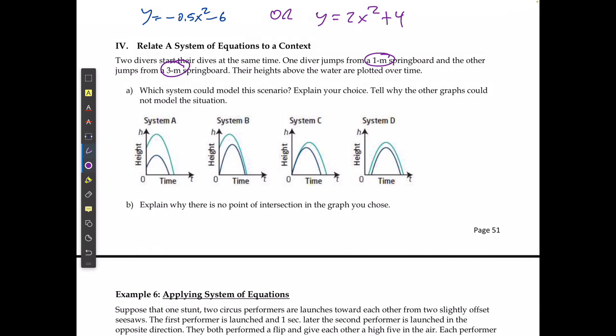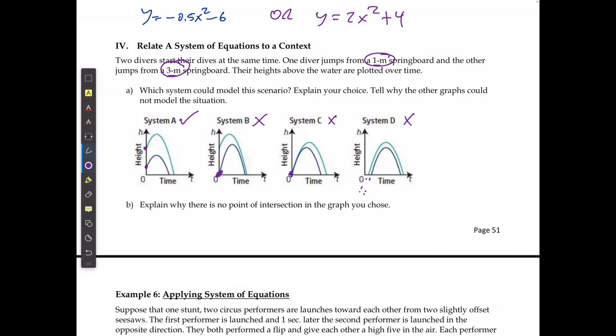Well, I'm going to start by saying which ones couldn't. In this case, system B can't. I know that because it has one of them starting at a height of 0, but it says that the heights are 1 and 3. Well, system C also can't because they're both starting at 0. And system D can't because they're starting somehow underneath the water. So system A is the only one that actually makes sense.